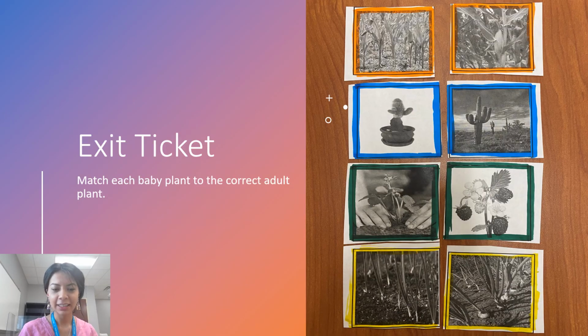For today's exit ticket, you are going to match the baby plant to their adult plant. So here on the first one, we have the baby corn, and right next to it, we have the adult corn, followed by the baby cactus, and then the adult cactus. We have the strawberry that is just starting to sprout, and we have the fully grown adult strawberry. And at the very end, we have the baby onion next to the adult onion.